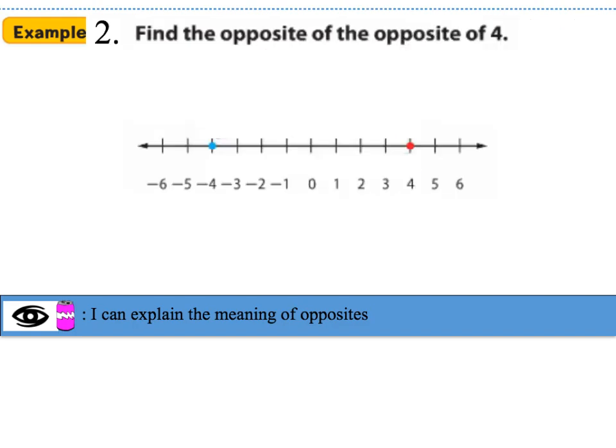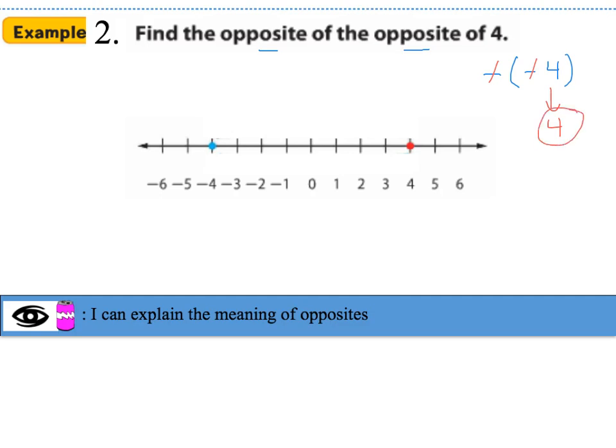Example 2 says, find the opposite of the opposite of 4. So let's go ahead and put a negative sign under the first opposite and put another negative sign under the second opposite. And let's write it like this: the opposite of the opposite of 4. Once again, I see two negatives next to each other, so they're going to cross each other out, cancel. And I'm left with 4. So the opposite of the opposite of 4 is equal to 4.